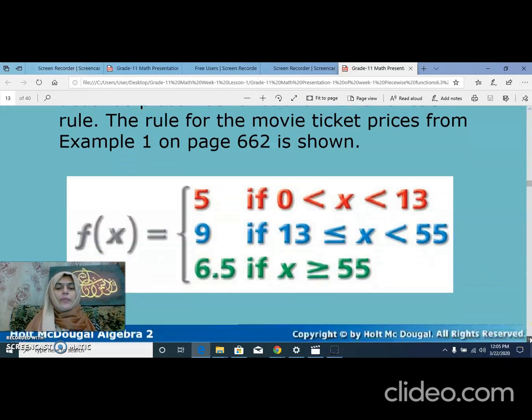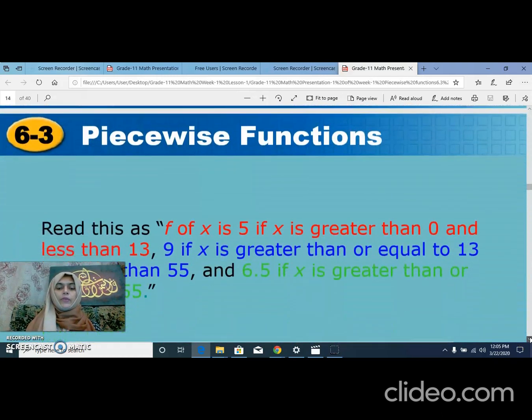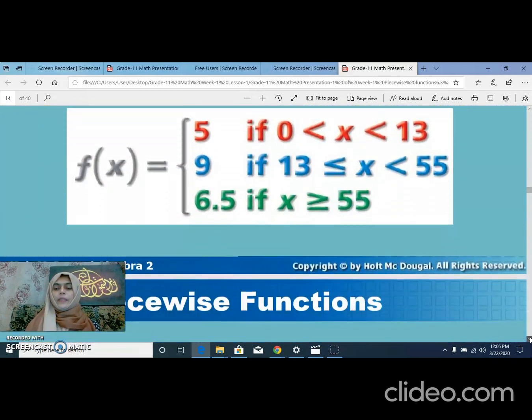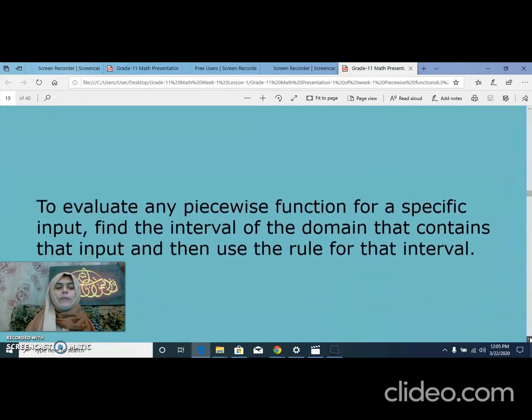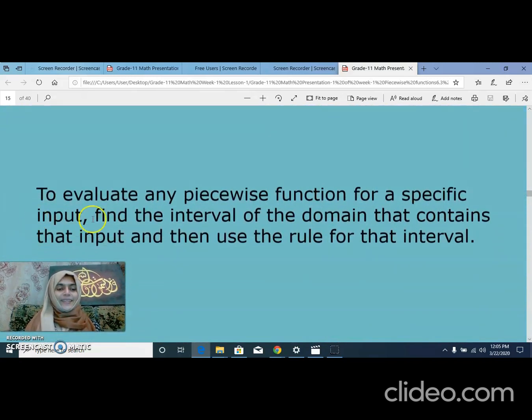So I will show you another example of a piecewise function. You please be with me to scroll down. And we will sometimes have to evaluate. So this is our other objective: evaluate a piecewise function. If you remember, the word evaluate means substituting. Plug in the x value and find the y value. That is the meaning of evaluating a function.